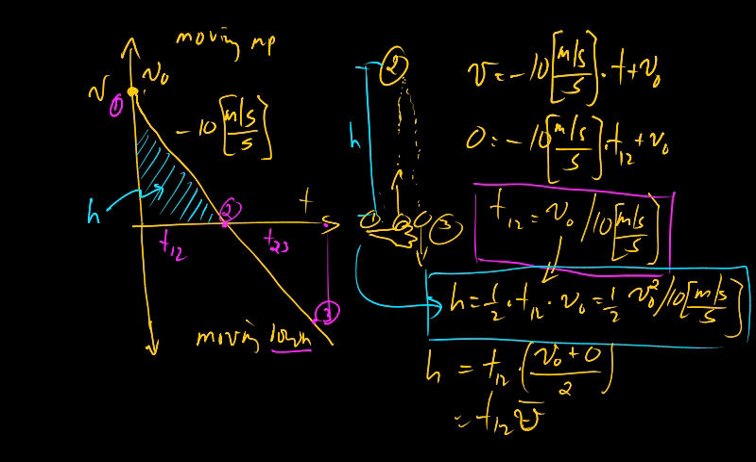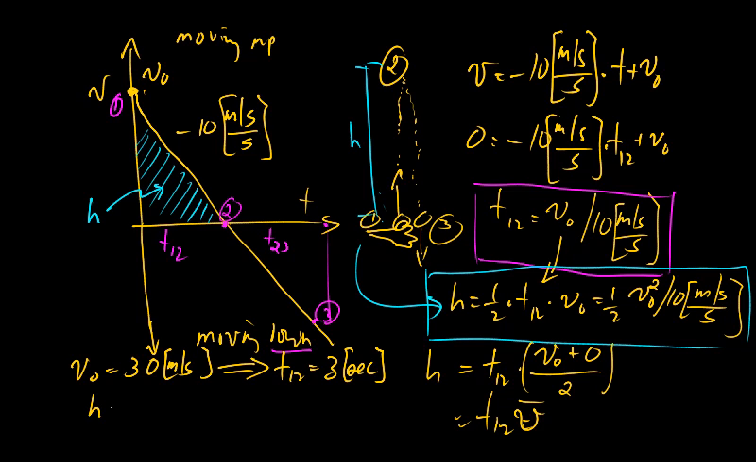So how can we use these again to do an actual problem? Let's imagine that our initial speed is 30 meters per second. If I throw it up at 30 meters per second, which is about 60-some odd miles an hour, that would immediately give a time between 1 and 2 of 3 seconds. And that's just from it slowing down by 10 meters per second every single second.